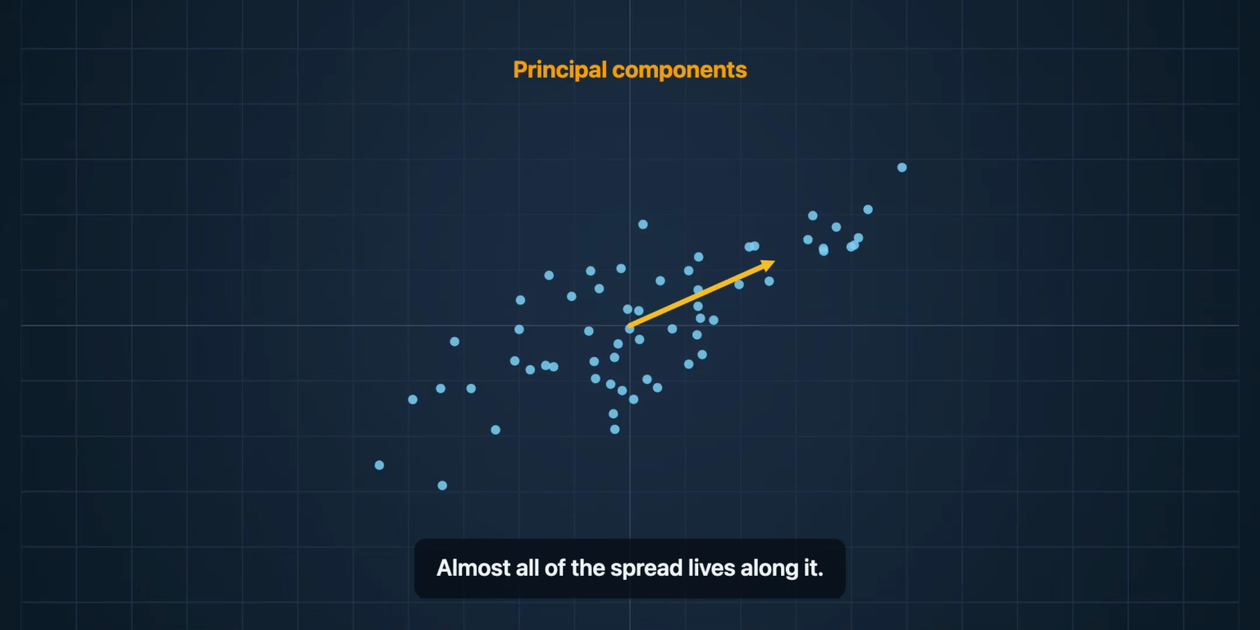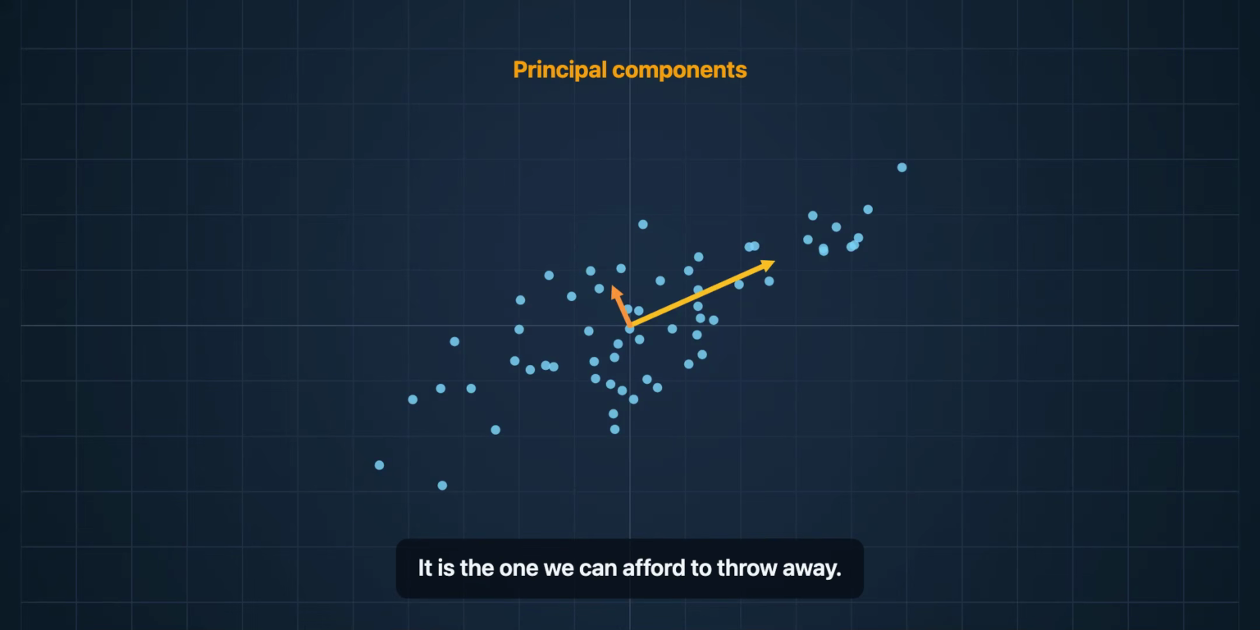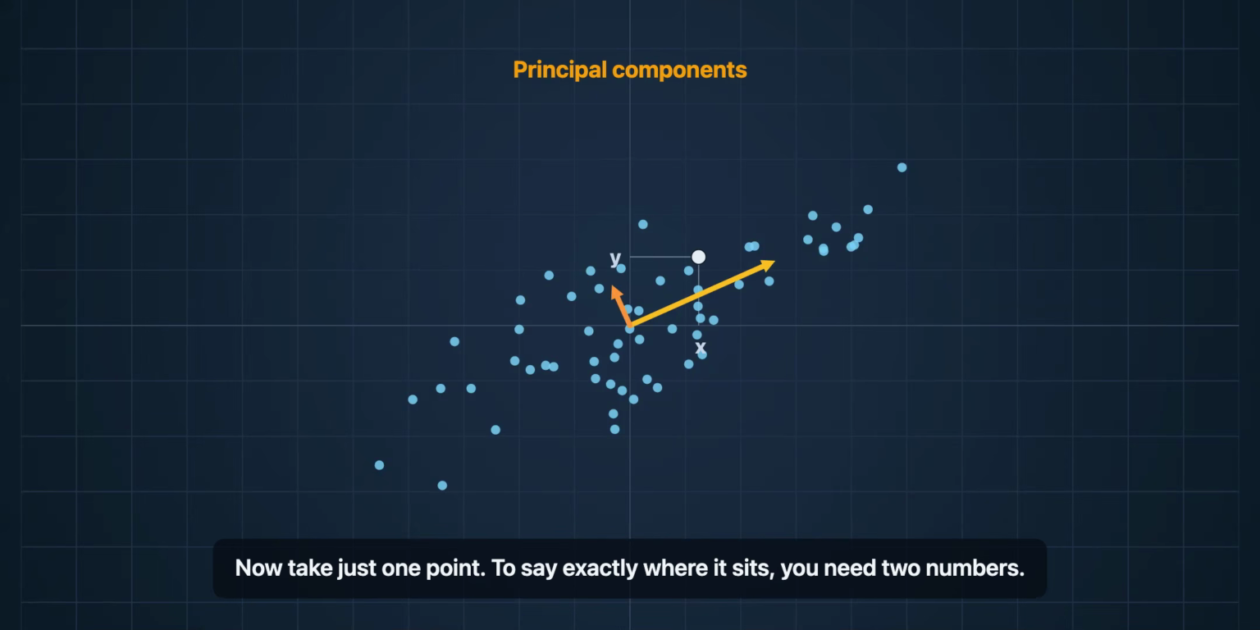Almost all of the spread lies along it. The second direction is perpendicular, and the data hardly varies along it at all. Every point is nearly the same there, so that direction carries almost no information. It is the one we can afford to throw away. Now take just one point. To say exactly where it sits, you need two numbers. How far across, that is x, and how far up, that is y. Two numbers for one point.